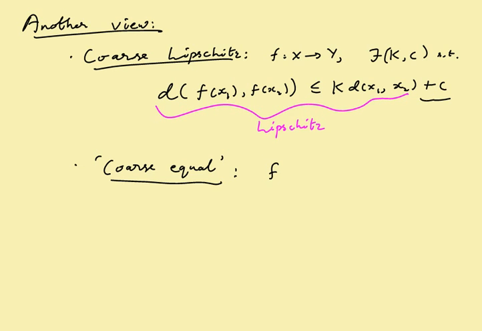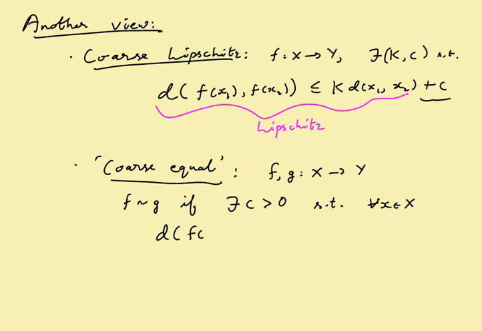So this is saying that f comma g from X to Y. We say f is equivalent to g if there is some C greater than 0 such that for all x in X, distance between f of x. So I call this an exercise.